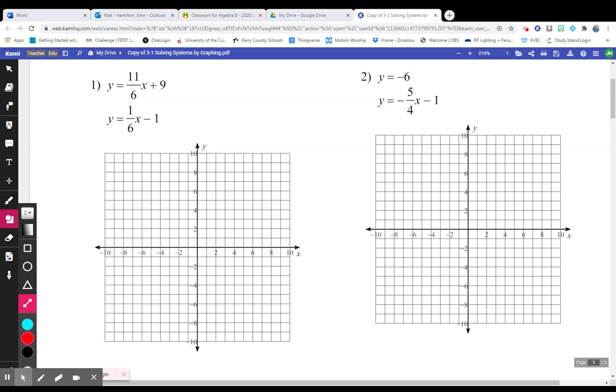So let's look at this first one. Go ahead and try to graph it. We're always going to look at the y-intercept, right? So it says positive 9 is my y-intercept.